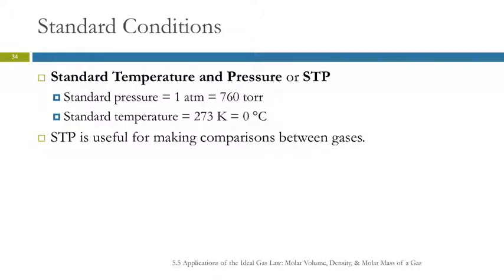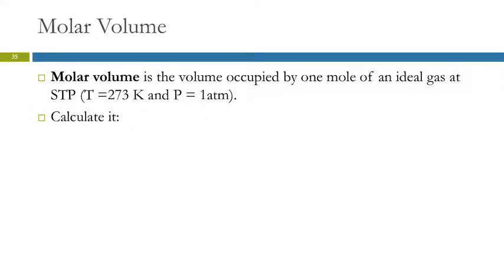Standard conditions. Gases have these 4 variables that we have to specify. As a convenience, we've established something called standard temperature and pressure, abbreviated STP. Standard pressure is 1 atmosphere, that's 760 torr. Standard temperature is 273.15 Kelvin, or 0 degrees Celsius.